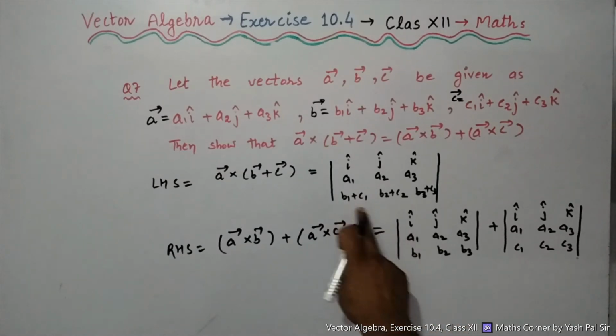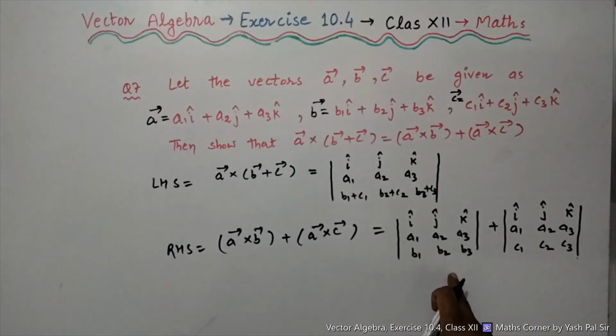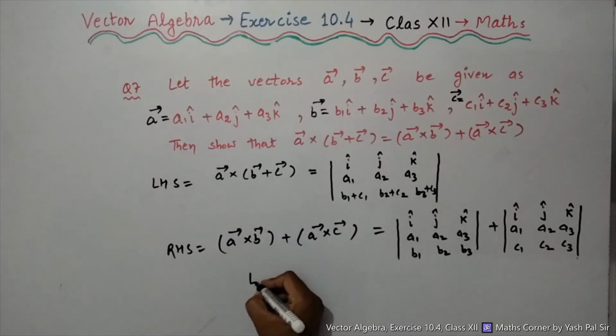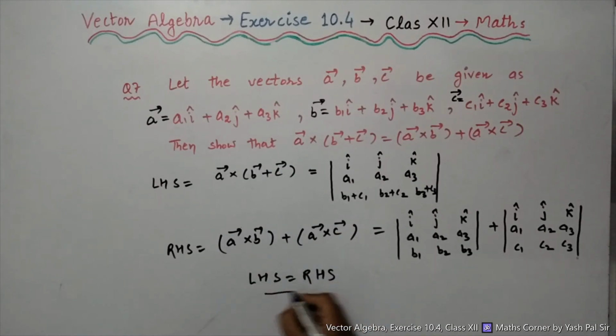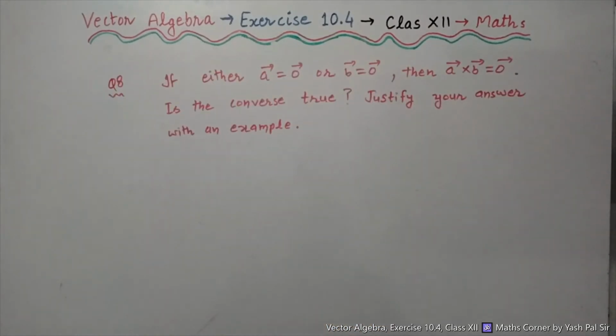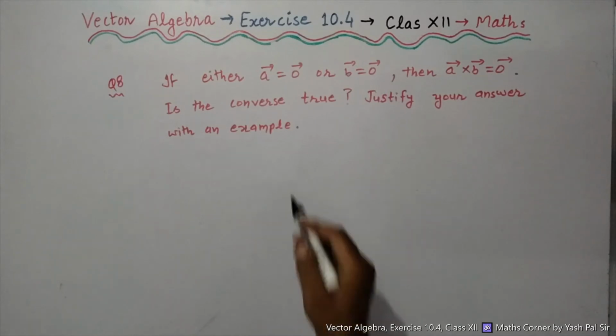So this is also the property of the determinant. We can bifurcate these two vectors like this. So this way left hand side is equal to right hand side, hence proved.